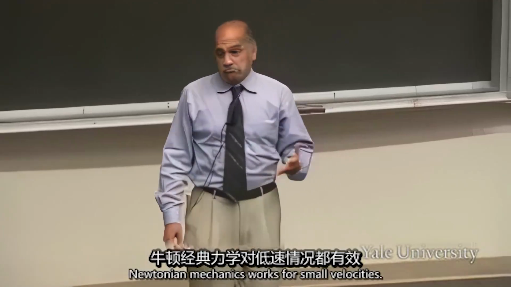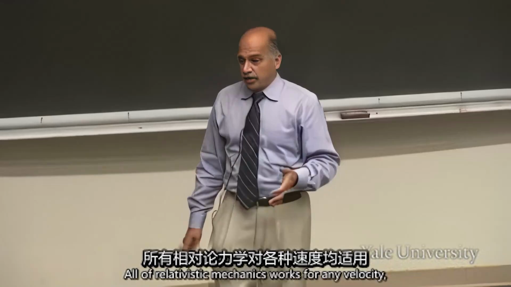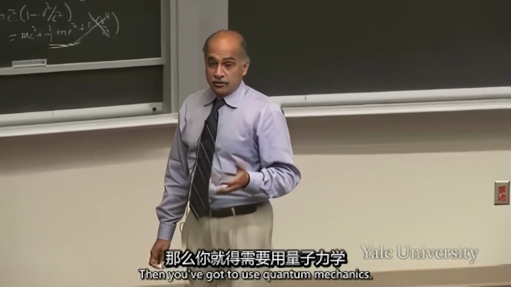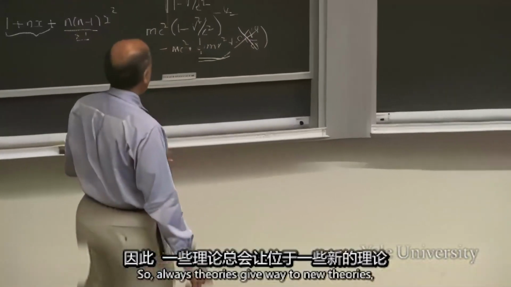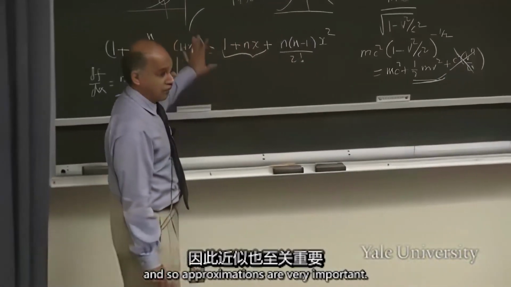Newtonian mechanics works for small velocities. All of relativistic mechanics works for any velocity, but not for very tiny objects. Then you've got to use quantum mechanics. So always theories give way to new theories, and so approximations are very important. So you have to learn this.